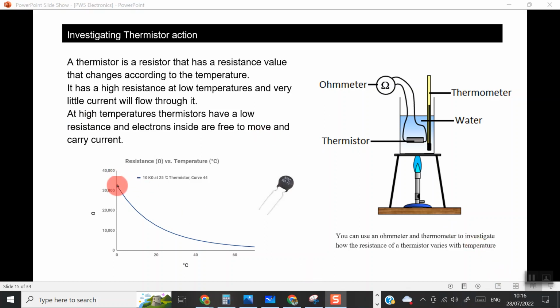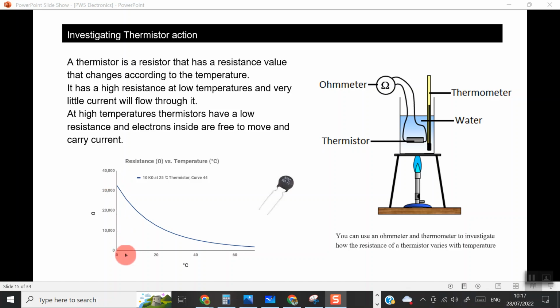So again, we can see this relationship on the graph. Along the x-axis you have the temperature in degrees Celsius, and then along the y-axis you have resistance in ohms. So you can see there, at cold temperatures, at 0 degrees, for example, the resistance is high, so therefore there's going to be very little flow of electricity through the circuit.